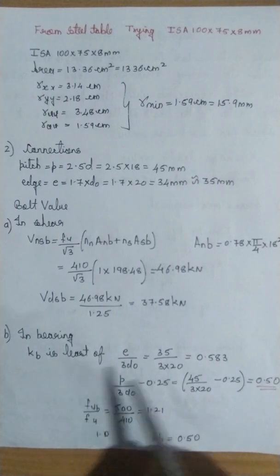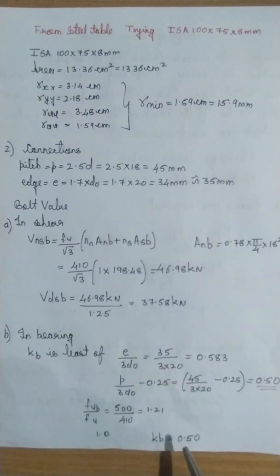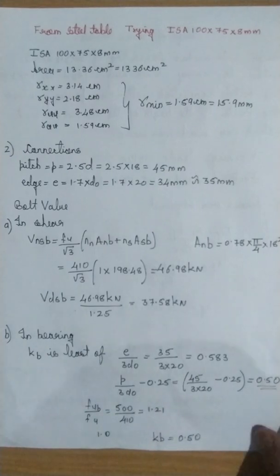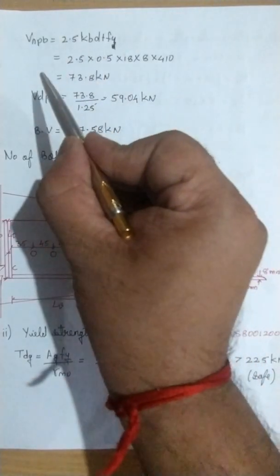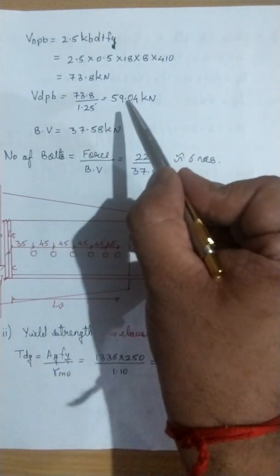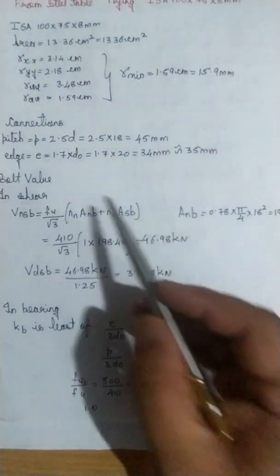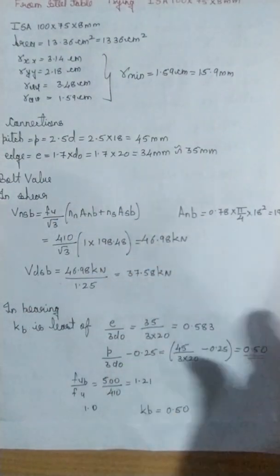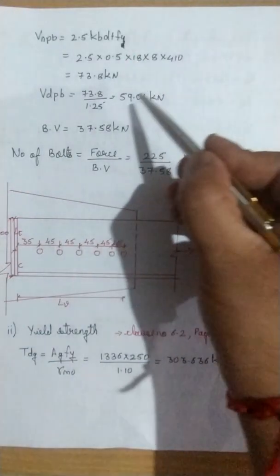So KB we have worked out, and after solving, KB worked out to be least, which is 0.5. This we will substitute and we will get the strength due to bearing. So this is the strength due to bearing. Amongst both, for the shearing we have a value of 37.58 and for bearing we got a value of 59.4.